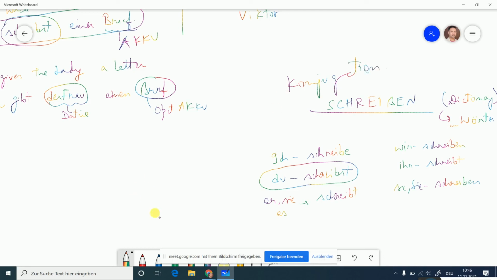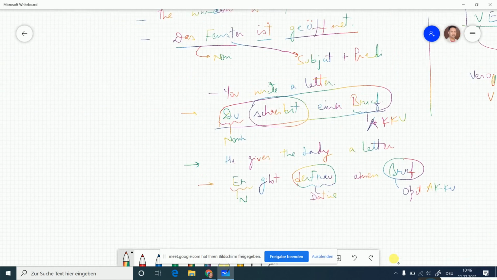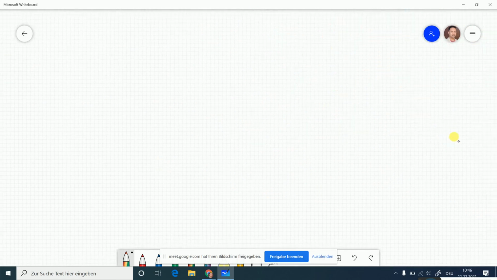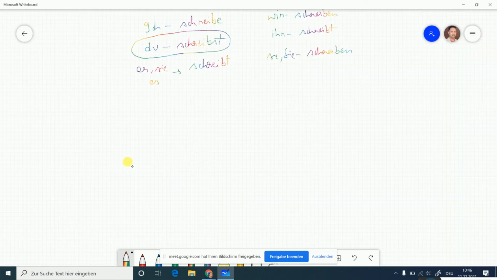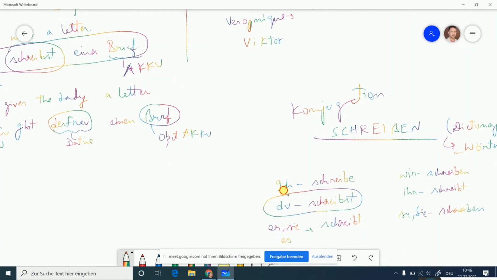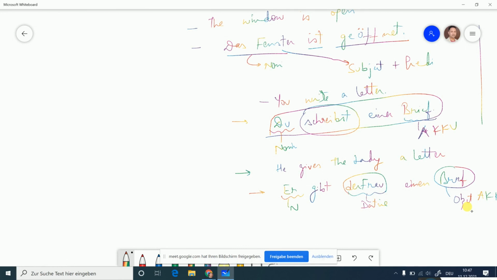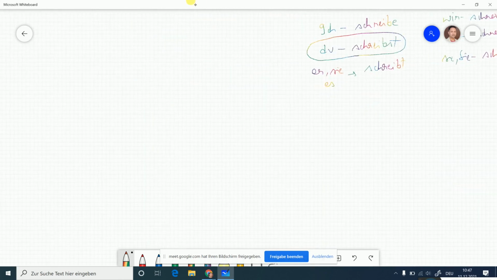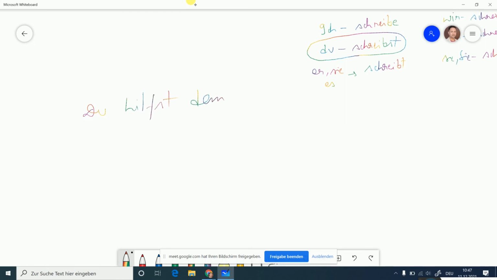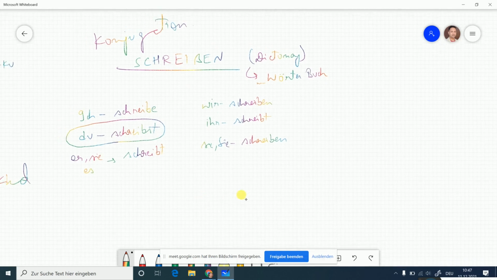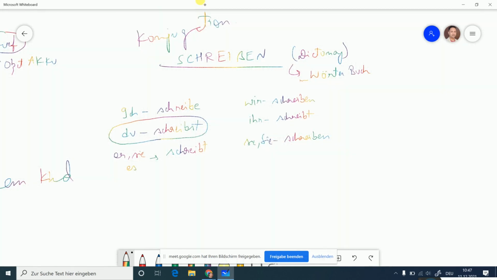So likewise, previously also, I think I took a sentence: Frank schreibt a letter, or there was one more thing where you are helping something. What was that? Du hilfst dem Kind. I took up this sentence. Du hilfst dem Kind. So now why hilfst? Because du. Yes, but how do we conjugate it?